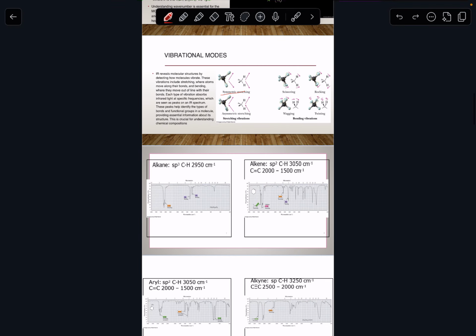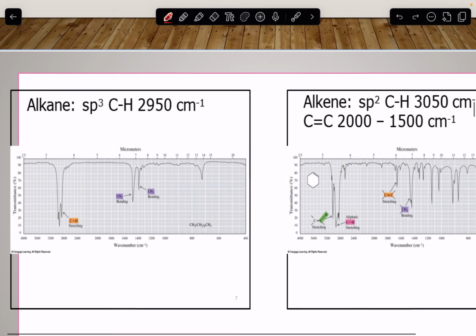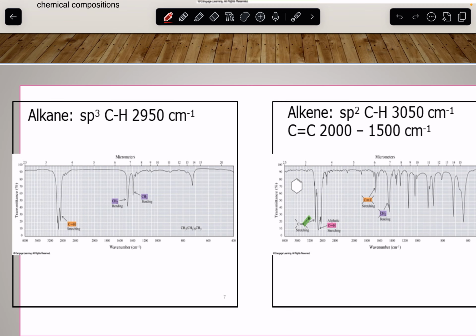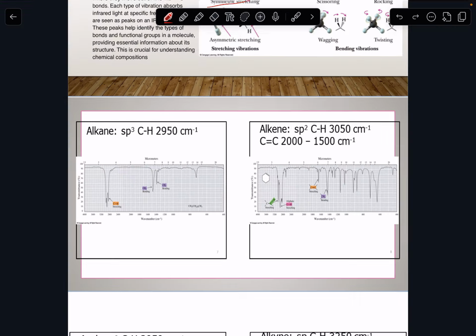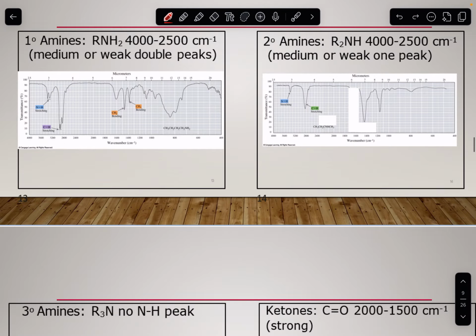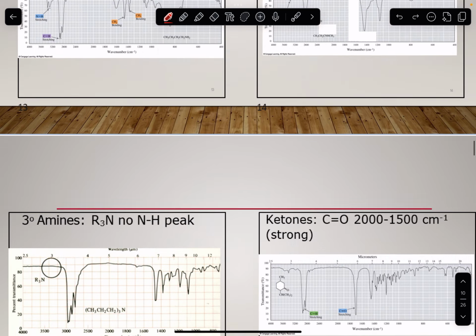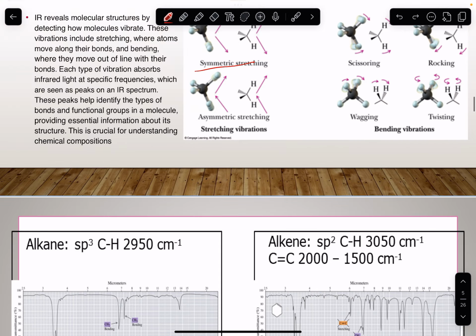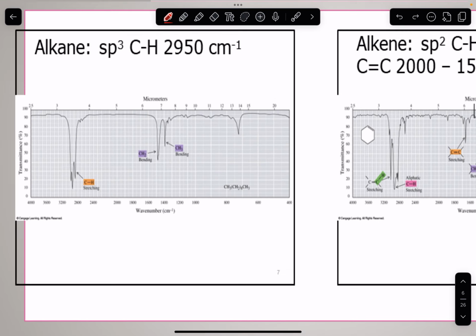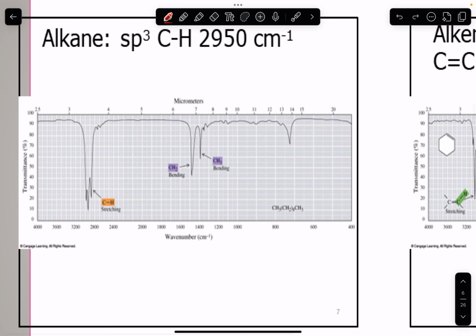Okay, next we're going to go over some peaks. I would know all of the ones I'm going to say here. These are pretty much everything you need to know for your MCAT. All of these great peaks. Shout out Cengage Learning. I'm just going to look through it.